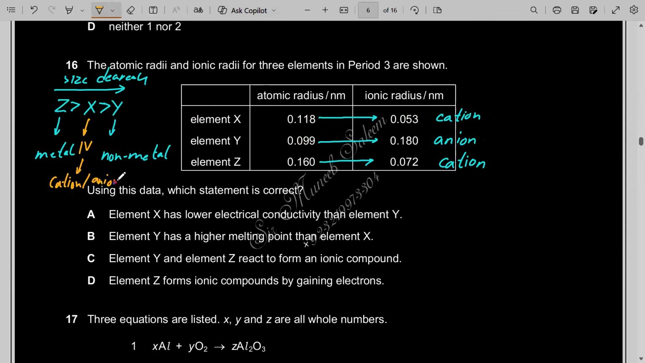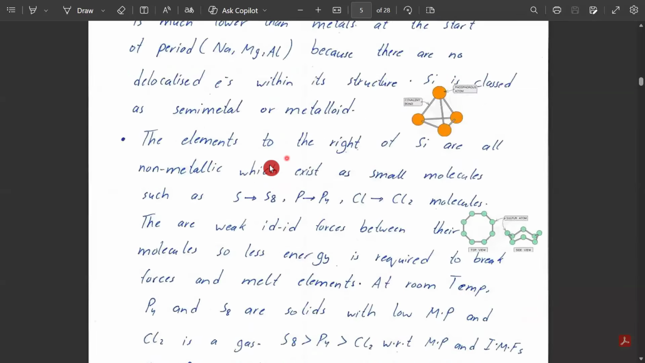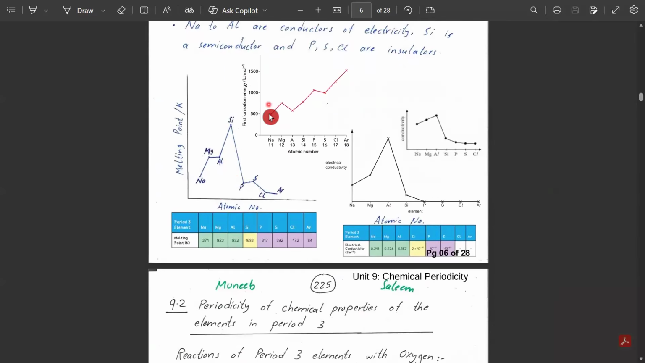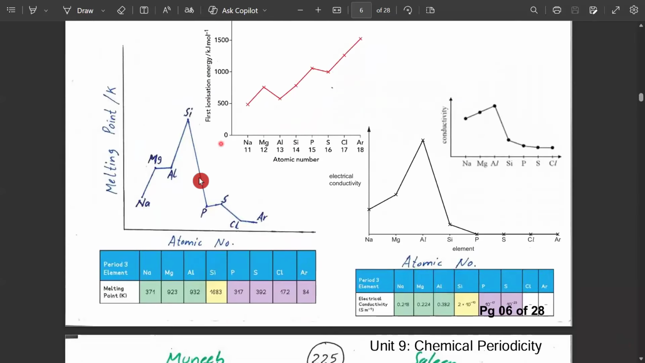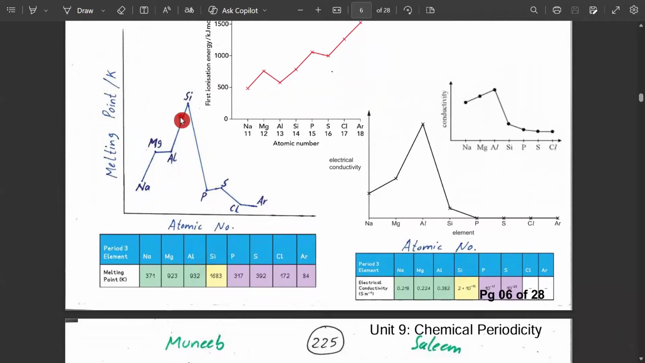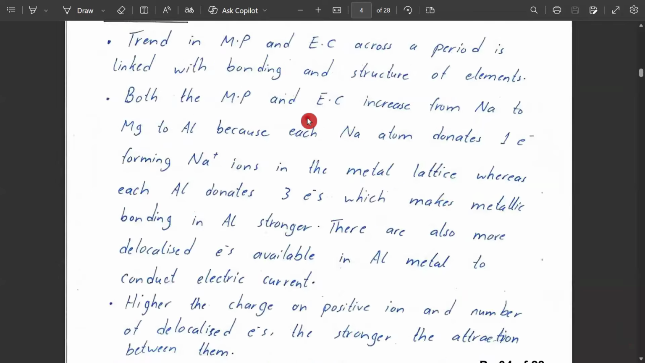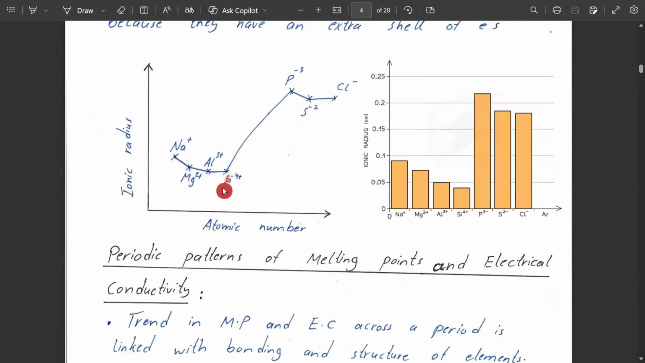If it forms cations, then size will decrease. If it forms anion, then size increases. That's also apparent in these notes. We already said the group 4 is silicon. So silicon can form a positive ion or it could form a negative ion. So it is up to the type of the reaction. Here in this case, you can see the silicon has formed the cation. Now we look at the options.